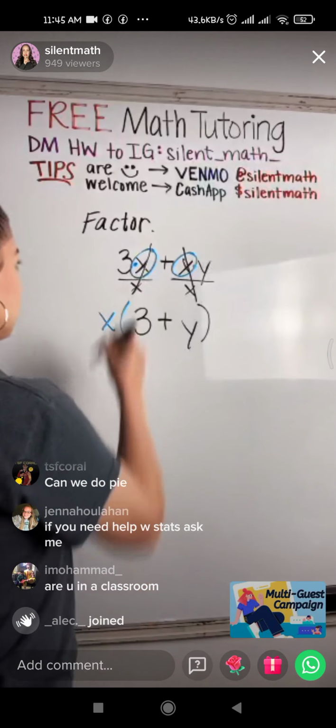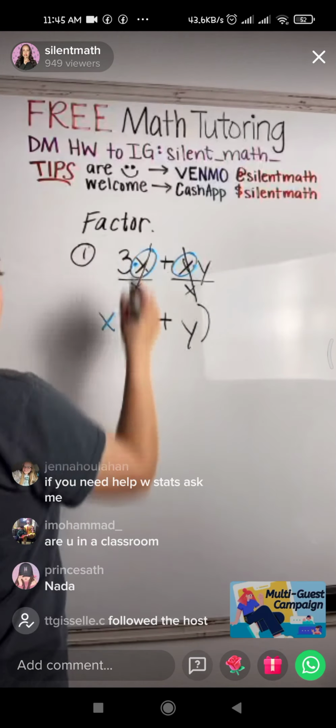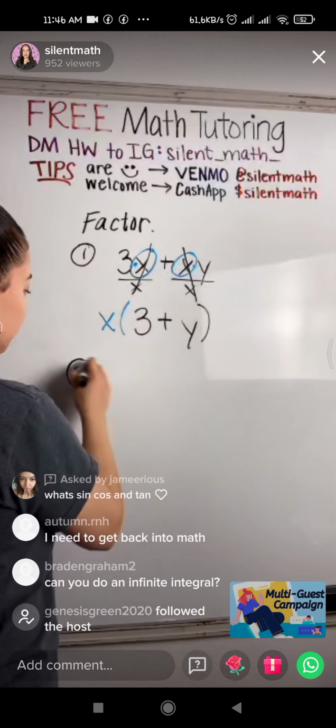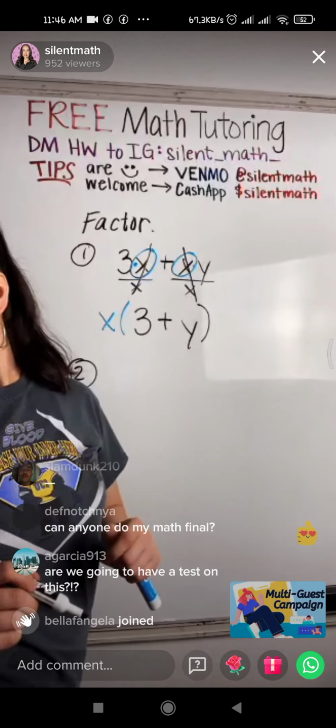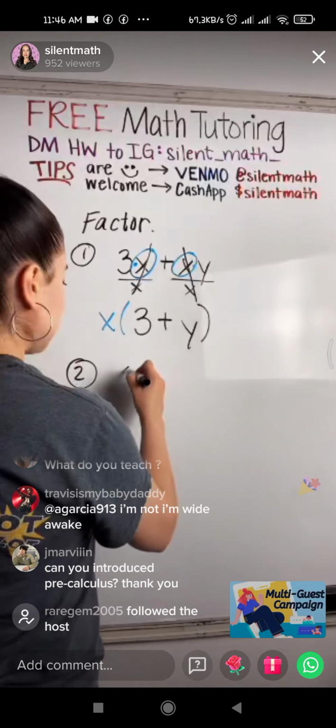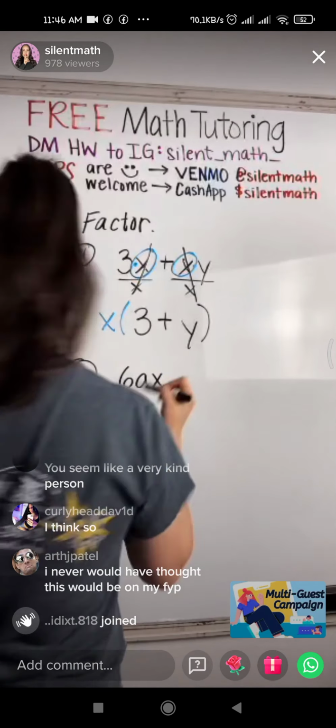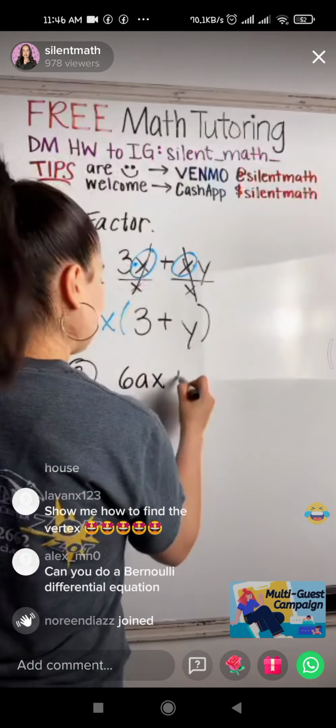Let's do a different example. So let's just call that example 1. Let's do example 2. Let's do 6ax plus 12ay.